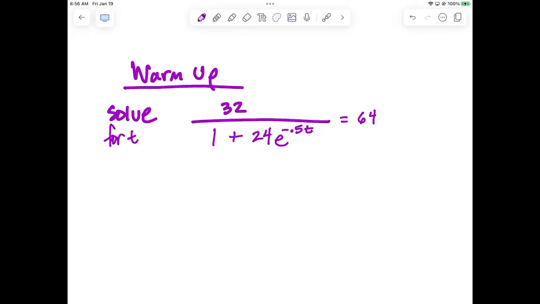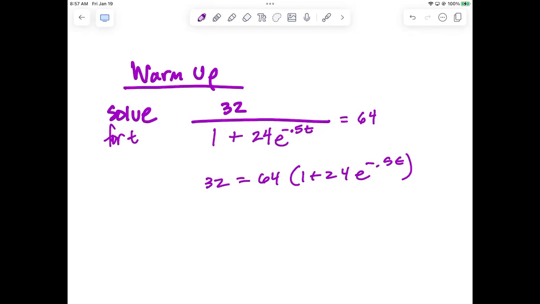All right, and we're trying to solve. So the first thing we would do is multiply both sides by the denominator, and then we can divide both sides by 64. If you want to do that, you can, but then you're going to have a fraction. So let's just do it in two steps. 32 times 1 plus 24 e to the negative 0.5t equals 64. Now, if you divide by 64, we're going to have 32 64ths, which will be a half. Do you want a fraction?